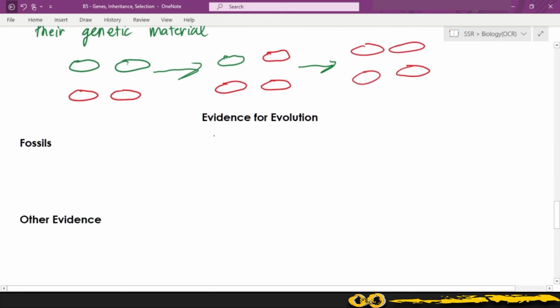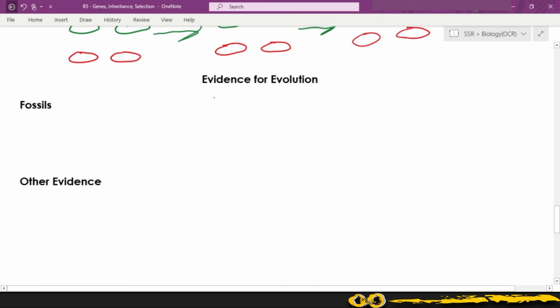And there's a number of different ways that we've been able to find evidence for this. We've been able to find fossils, which are when minerals replace the tissues in an organism, or replace some of the compounds in the organism.